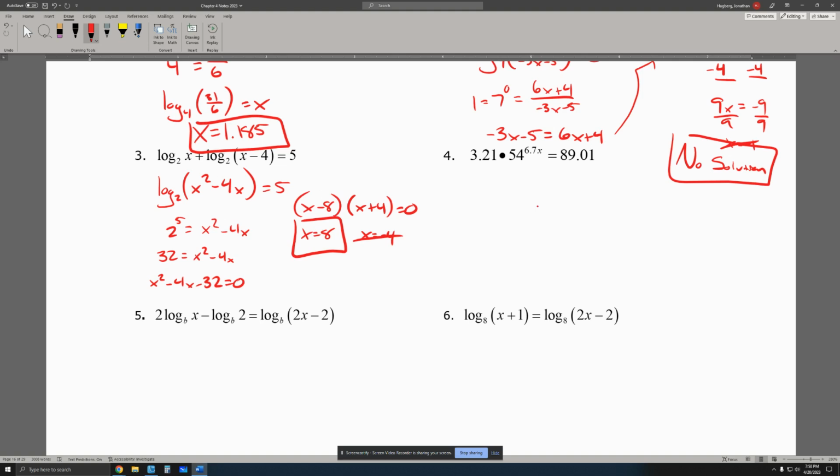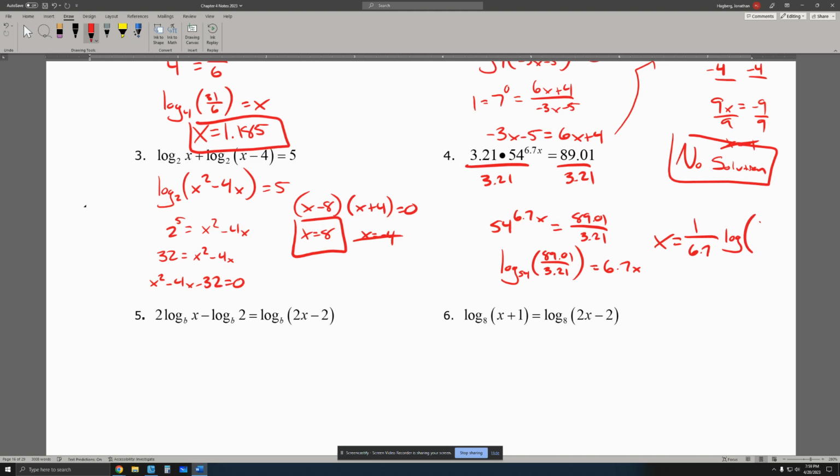Number 4, dividing both sides by 3.21. We get 54 to the 6.7x is equal to 89.01 over 3.21. Rewriting, log base 54 of 89.01 over 3.21 is equal to 6.7x. So then x is equal to 1 over 6.7 times the log of 89.01 over 3.21. Okay, this would be the exact answer.